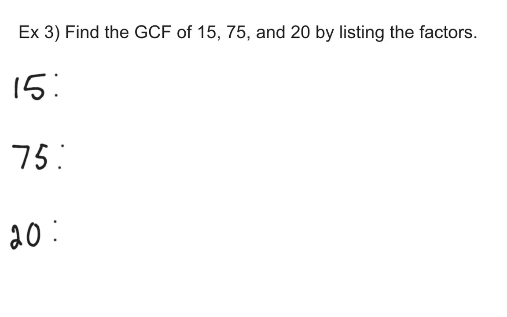All right. We're going to start by listing all of their factors. So 15 is going to be 1 and 15. I know that 2 doesn't work because it isn't even. I know 3 works. That's 3 times 5. 4 doesn't work. That's all the numbers we have.